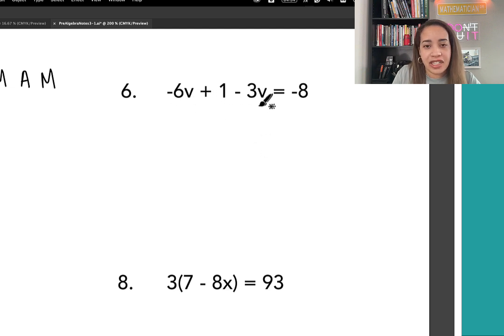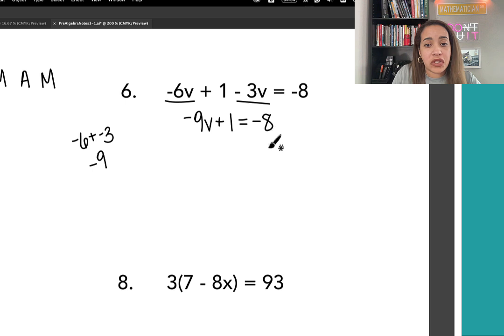I see pieces that look alike because I see negative 6v and negative 3v. So when I combine those together, I should be doing negative 6 plus negative 3. These have the same signs, so we add the numbers together. 6 plus 3 gives us 9. And they were both negative, so we do get a negative 9 for our answer. We can write negative 9v plus 1 equals negative 8.